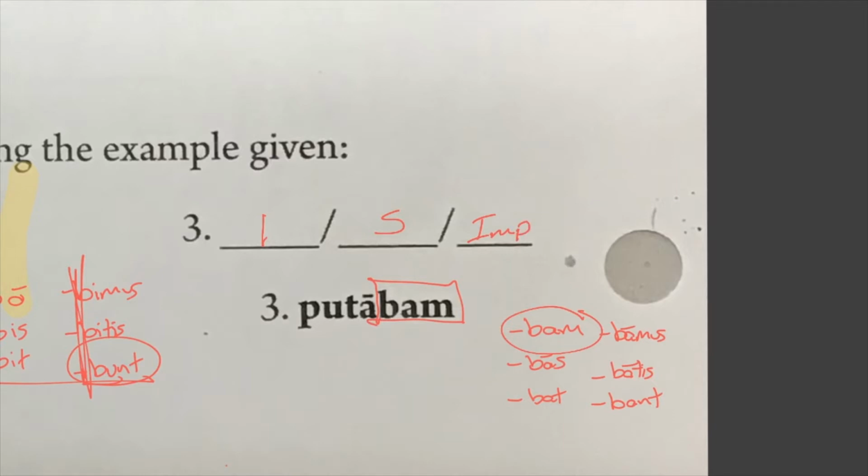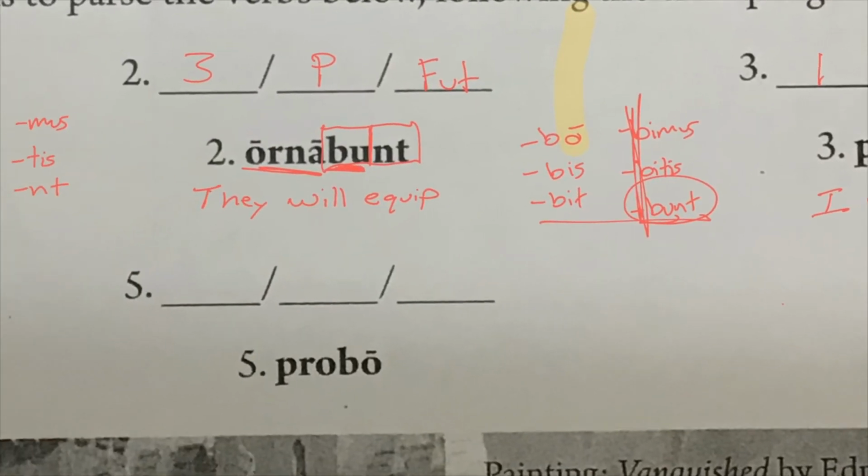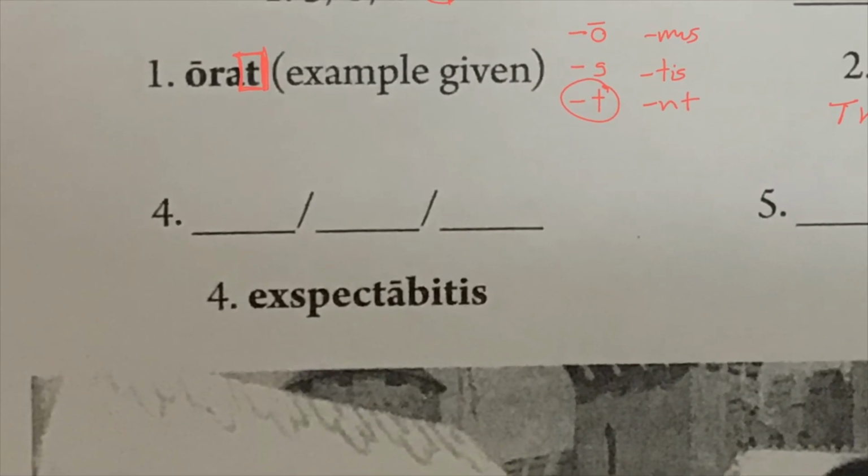Now, again, you don't have to translate these, but if we were, we would start at the end and work our way to the beginning. The M has the same meaning as the O, so it's going to be translated as I. The BA is was or were. I was. Puta comes from putare, which means to think. So I was thinking. I was thinking. All right. So those are our first three. Let's move on to number 4.